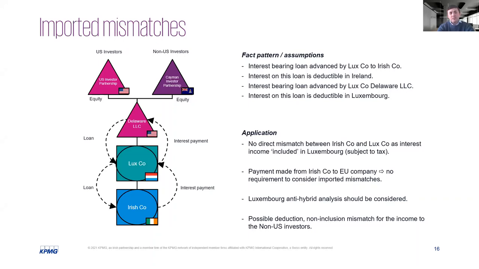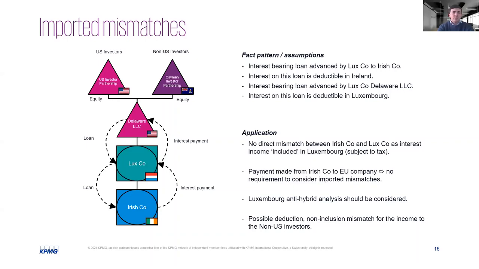Maybe just to touch on the fact that there's a Delaware LLC here in the chain. If we were required to look at this from an imported mismatch perspective, or potentially when we have to consider the Luxembourg anti-hybrid analysis, and obviously their rules can differ. If we take it from an Irish perspective, we have an interest payment going out to the Delaware LLC. And when we look at inclusion at the level of the LLC, that income wouldn't be subject to tax at the level of the LLC. It will flow up to the US investors. So when we're testing for inclusion, we need to look up through the LLC and see is there inclusion at the level of the US investors, and if it's subject to tax there, potentially if there's tax exempt entities involved, we probably have inclusion on that piece of income.